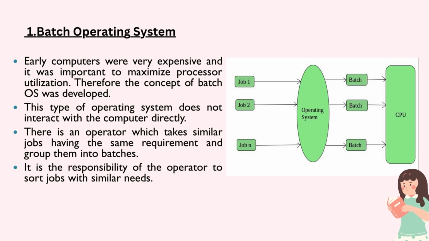Batch operating system. Early computers were very expensive and it was important to maximize processor utilization. Therefore, the concept of batch OS was developed. This type of operating system does not interact with the computer directly. There is an operator who takes similar jobs having the same requirement and groups them into batches. It is the responsibility of the operator to sort jobs with similar needs.